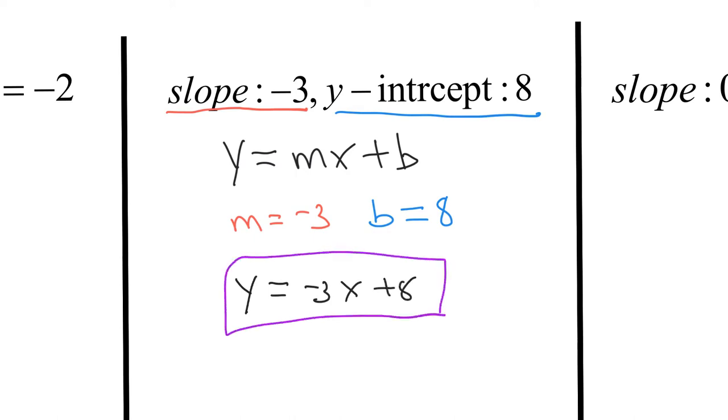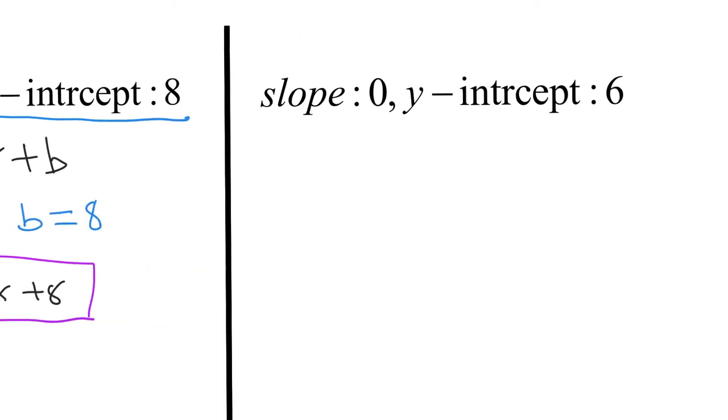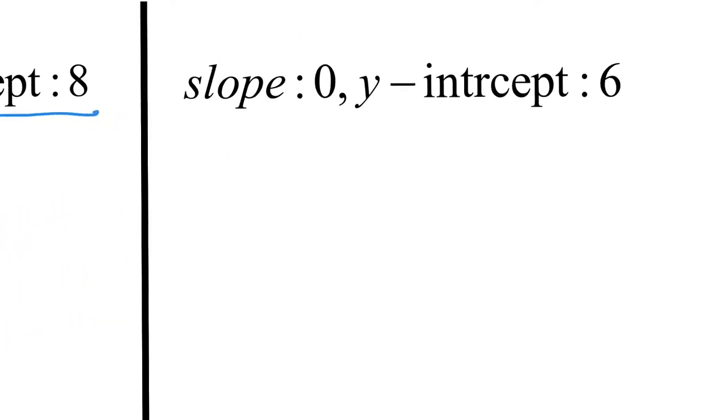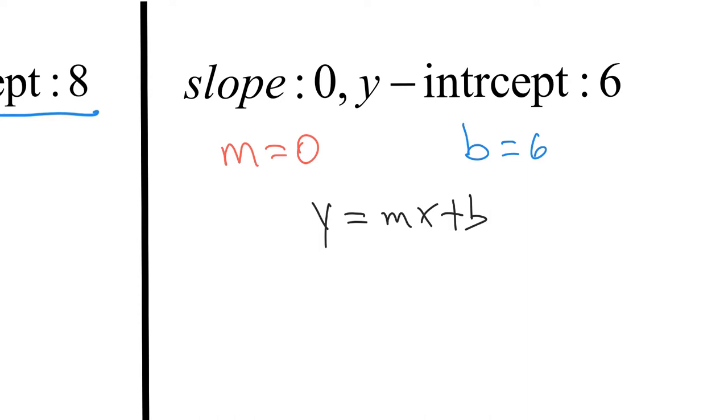Now sometimes you do have to look at the slope because it can be a 0 for this example. So I'm just going to put m equals 0 right here and b equals +6. So when I substitute the numbers in the formula, y equals mx plus b, I will have y equals 0x plus 6. Now you guys already know that anything times 0 is 0.